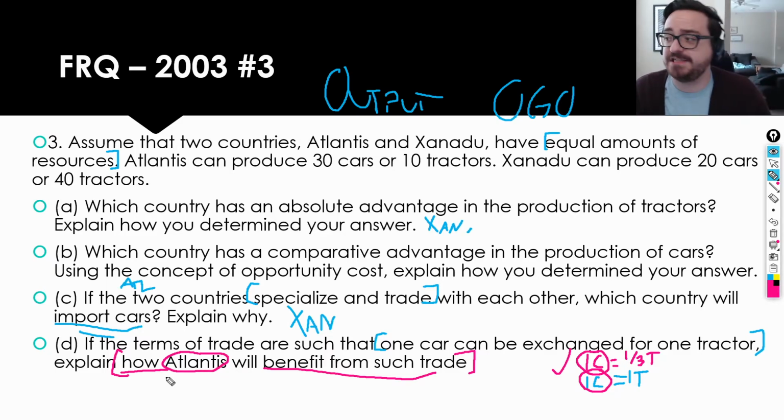What you would write is, on their own, Atlantis, whenever they gave up one car would have only received in return 1/3 of a tractor. You could put in parentheses, the opportunity cost of one car for them was 1/3 of a tractor. Now, by trading with Xanadu and getting one tractor per car, they are getting 2/3 more of a tractor than they would have on their own. They are benefiting from this trade in the amount of 2/3 of a tractor.